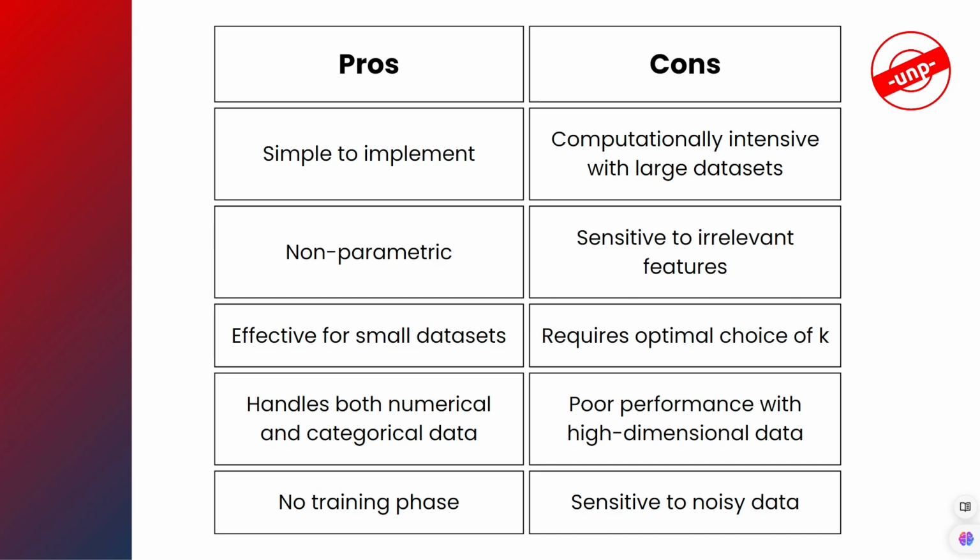Whereas the disadvantages or cons of KNN are it requires significant computation for large datasets. It needs to store all the data points requiring large memory. KNN performance can degrade with irrelevant features. Determining the optimal value of k neighbors can be tricky. The performance can be affected by the scale of the data, and it is sensitive to noisy data.